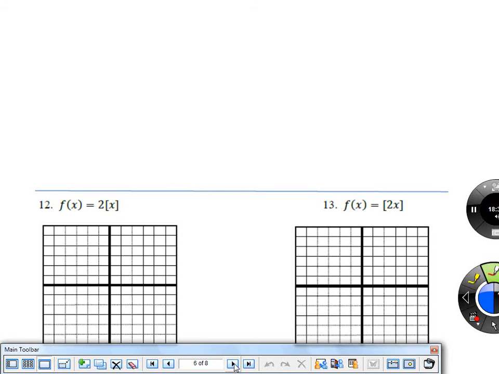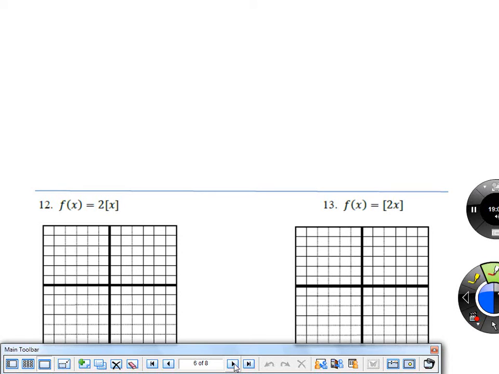All right, the next thing that we need to look at is if we multiply by something on the inside versus on the outside, what changes does it cause to the graph? Remember, which one of these is affecting the input and which one is affecting the output? So out of number 12 and number 13, which one does multiplying by the 2 affect the output? Like after you already calculated the greatest integer function, you would just multiply it by 2.